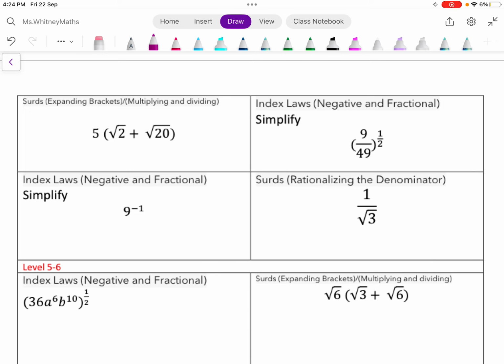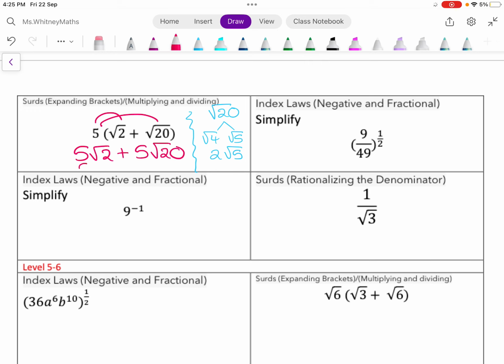Okay, so the first question here, we have to expand and then simplify if we can. Let's see. So 5 times root 2 is going to give us 5 root 2. 5 root 20 is going to give us plus 5 root 20. Now let's just take a side note and think root 20 is the same as root 4 times root 5, which is the same as 2 root 5. Let's put that back into our question. So we have 5 root 2, add 5 times 2 root 5.